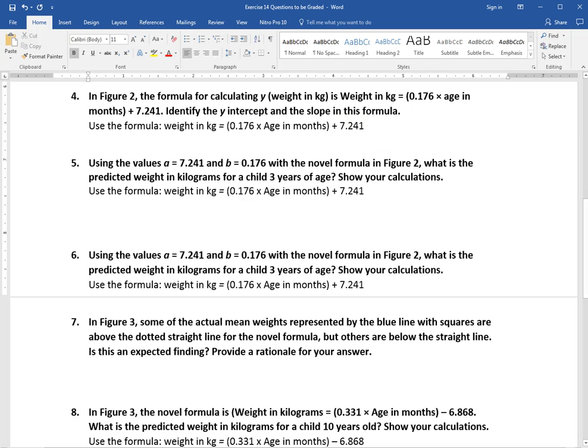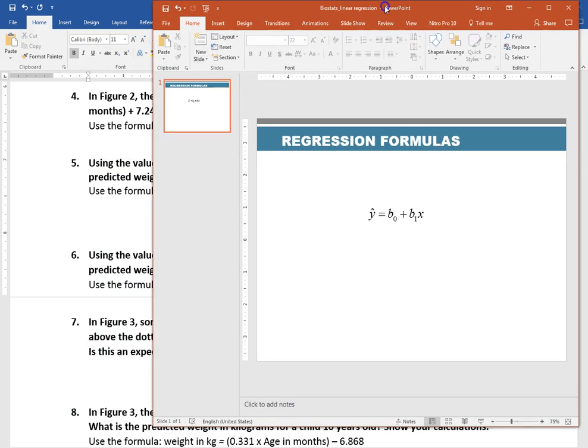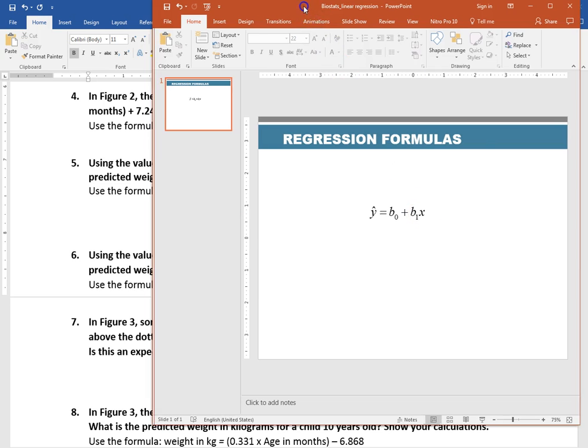7.241. So remember our regression equations, and they're just stating it a little bit differently, but here's my regression formula. And remember that this value by itself is your intercept. And this value that we're multiplying times the x is the slope. So this is telling me where it crosses the y-axis. And then this is taking into account how steep that line is and multiplying times what my x value is.